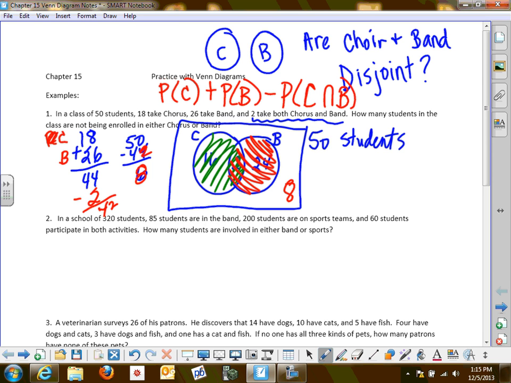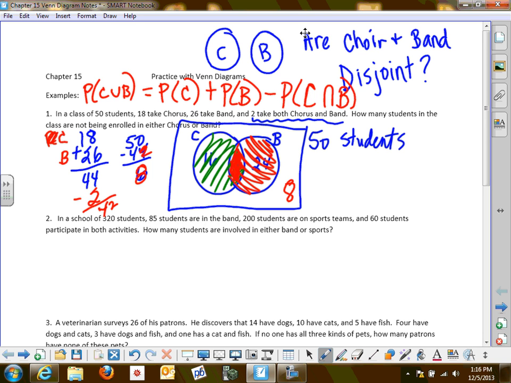The overlap is the choir and band section, okay? And that's telling you the probability of choir or band. That's then getting you all of those things there. Okay, so keep that in mind. Now that we have done that, let's make sure we answer the question. We kind of hadn't done that yet.